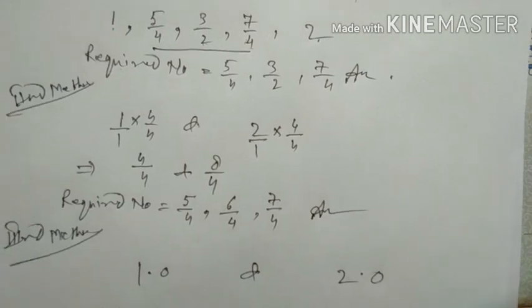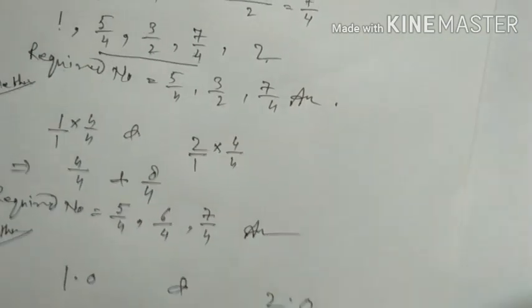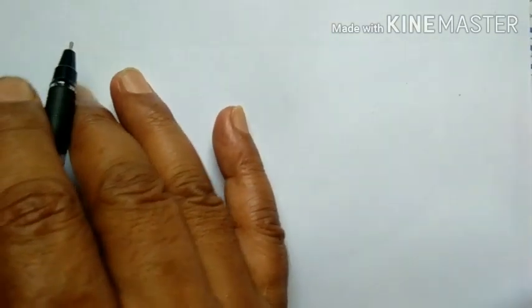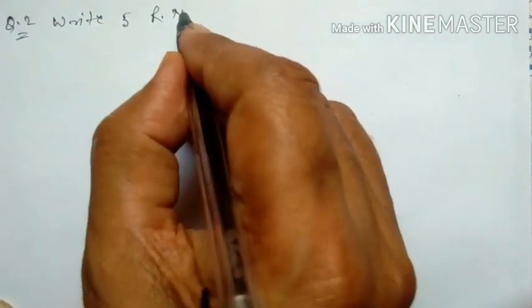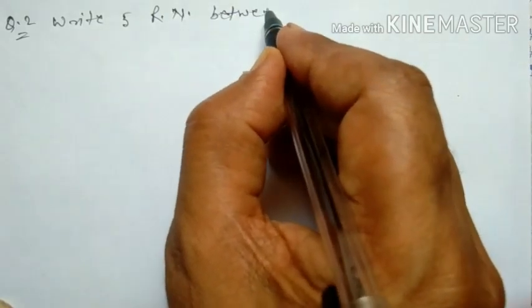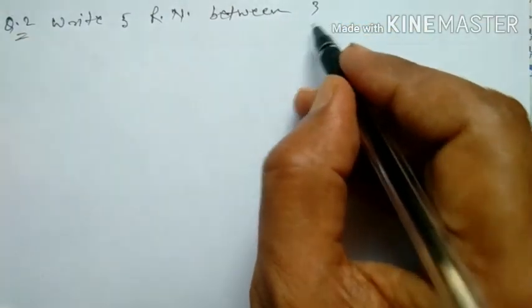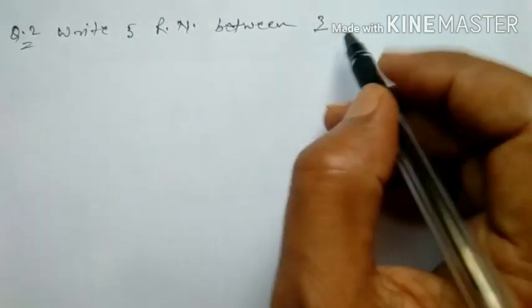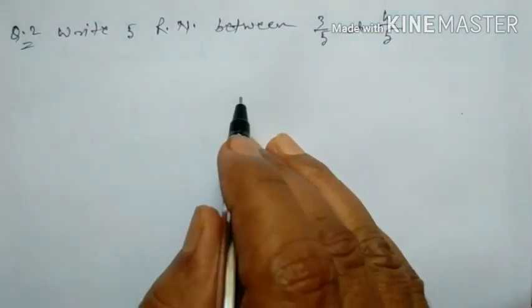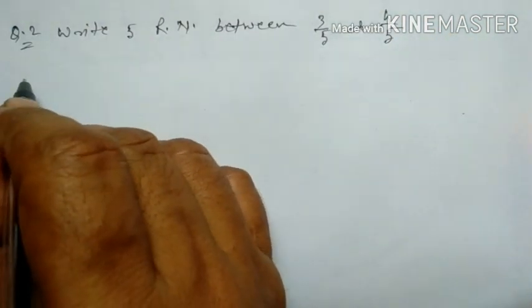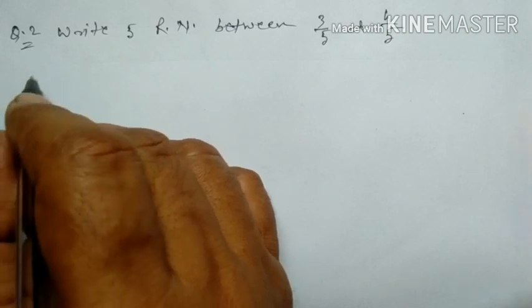Now let us take the next question. Our next question, number 2: write 5 rational numbers between 3 by 5 and 4 by 5. Then we use the first, second and third method.